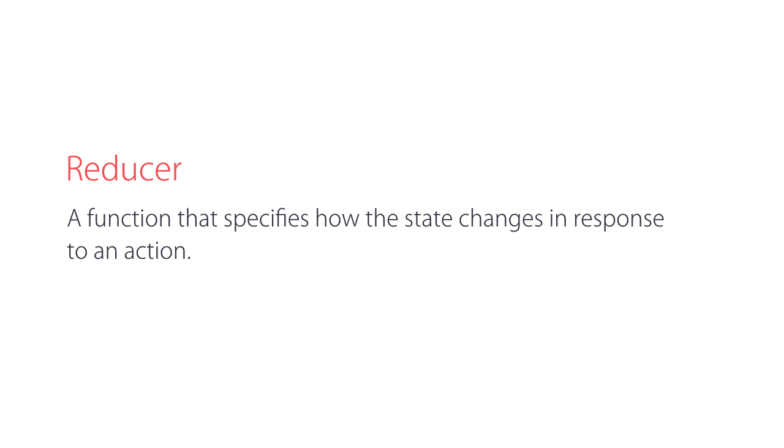And the last piece, reducer. Now, reducer is a term that often confuses a lot of beginners to Redux. Unfortunately, the terms used in the Redux library are not very helpful. So actions are really events, and reducers can be a little bit confusing to beginners. Now, reducer is basically a function that specifies how the state changes in response to an action. You can think of it as an action handler or an event handler that determines how the state is changed.